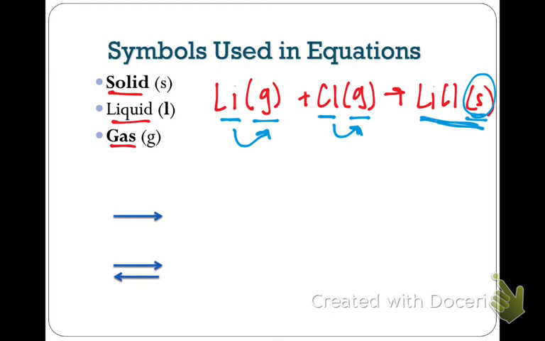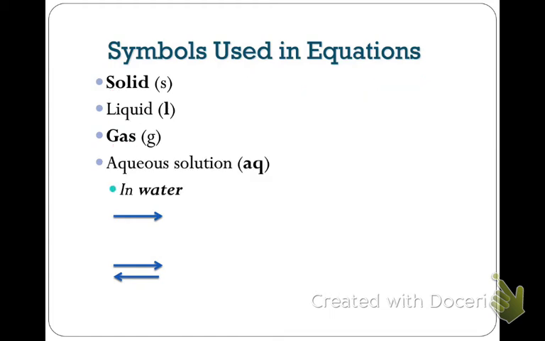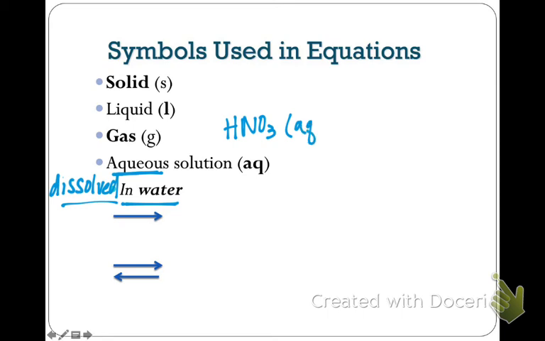The one that's a little bit new to us is the one that says AQ, and it means aqueous. Aqueous just means that that compound has been dissolved in water. So if you see something, usually maybe an acid, HNO3, and it says AQ, that just means that substance has been dissolved in water.